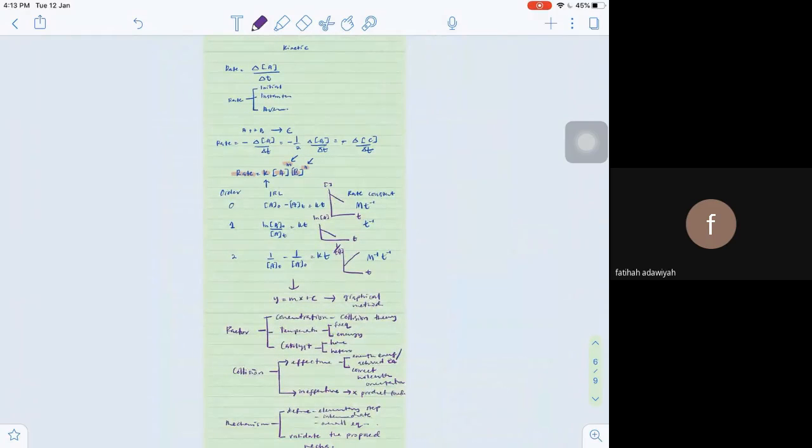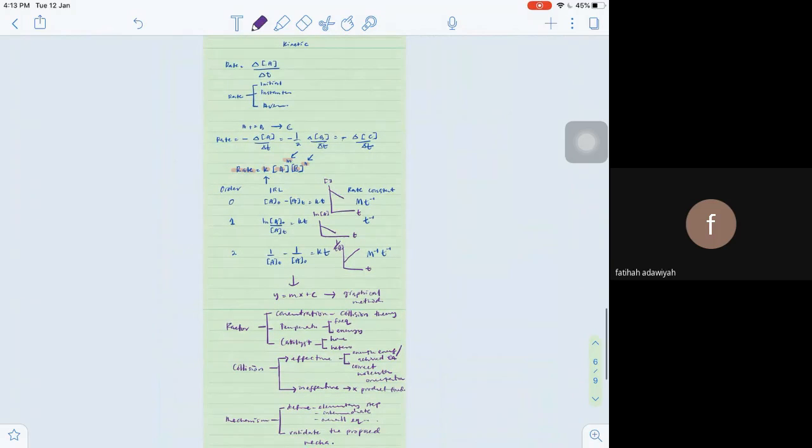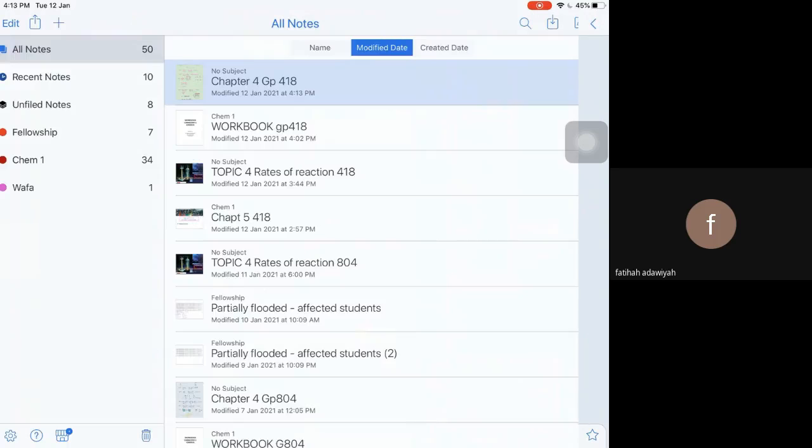Sikit je kan kita belajar ni kalau tengok. One page je. Two page kalau exam pad lah. Okay. No question?